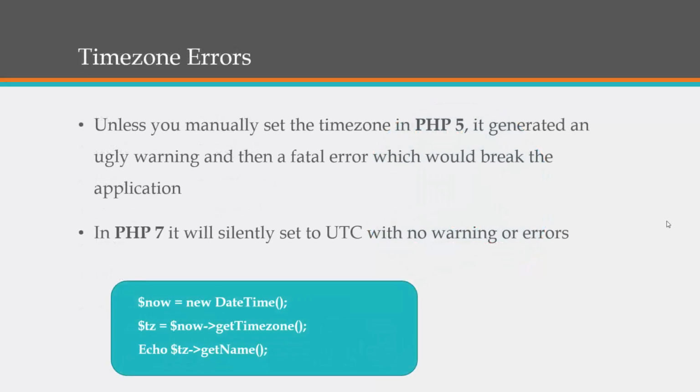Now, in PHP 5, there were some issues with the time zone. Unless you manually set the time zone, whether in your php.ini file or in your code itself, it would generate an ugly warning and then a fatal error which would break the application. In PHP 7, this is fixed, and it will now silently set your time zone to UTC with no warning or errors. So this code right here in PHP 5 would generate an error, but is absolutely fine in PHP 7, although you should specify your time zone if you're working with dates and times.